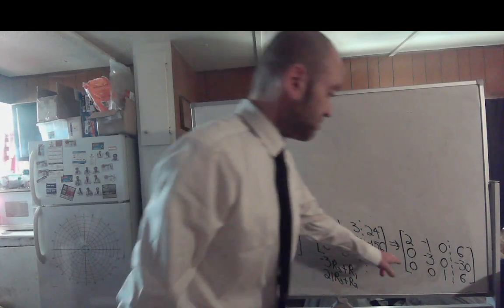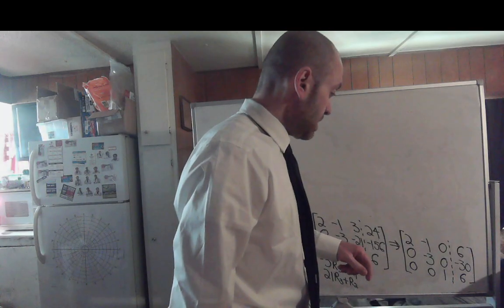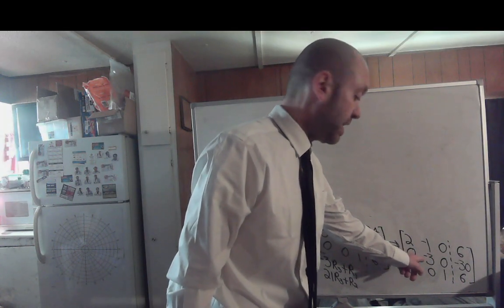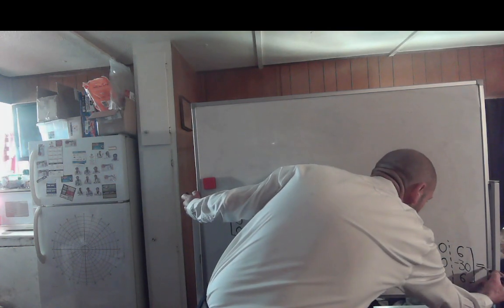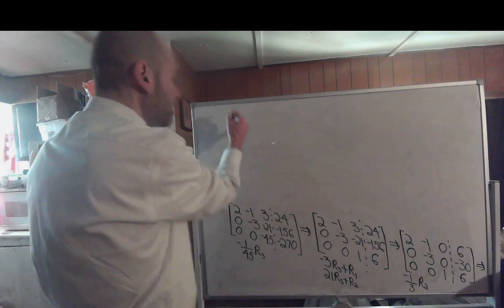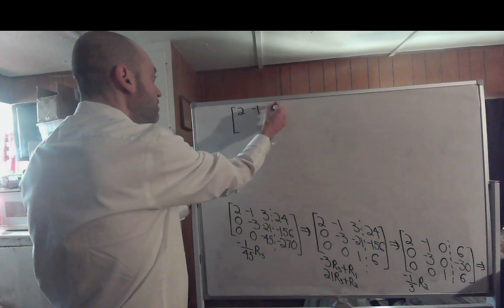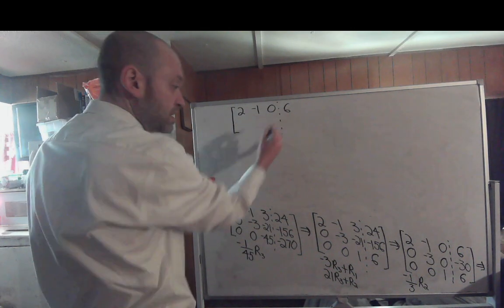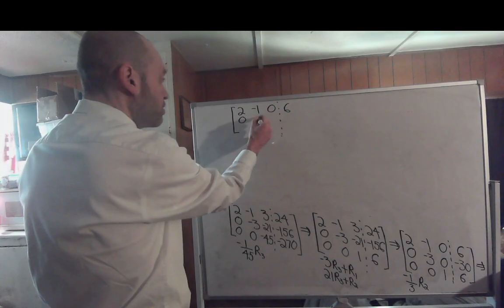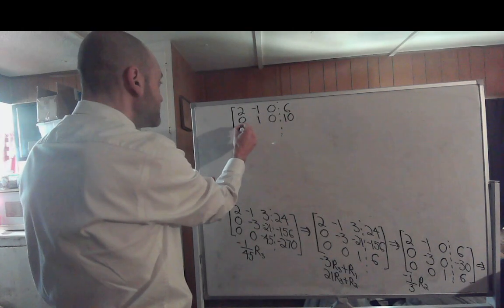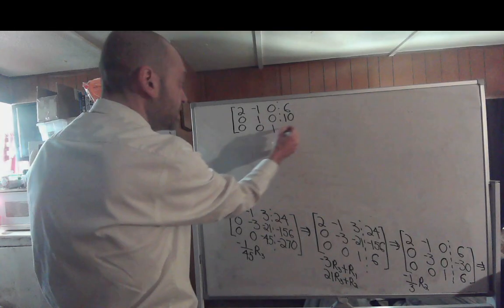All right, so let's look at this matrix here. One thing I need to do is make my leading digit in row 2 a 1. Well, I need to take negative 1/3 of row 2. If I do that, let's apply the transformation. Row 1 is still left alone. I'll have 2, negative 1, 0, and 6. Then I would have 0, 1, 0, 10. And then I would have 0, 0, 1, and 6.